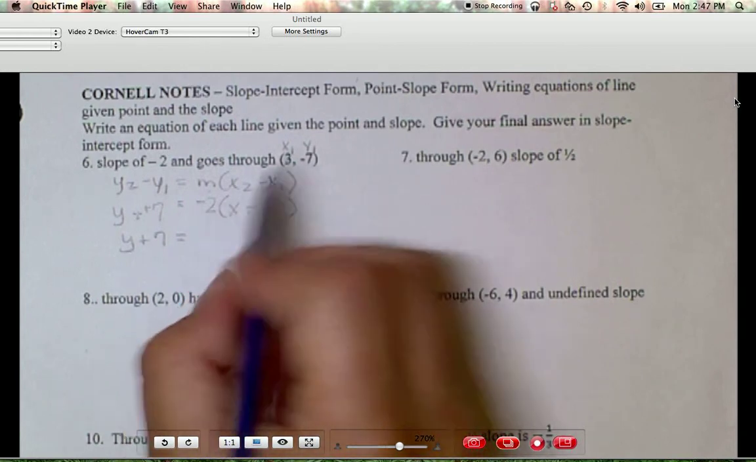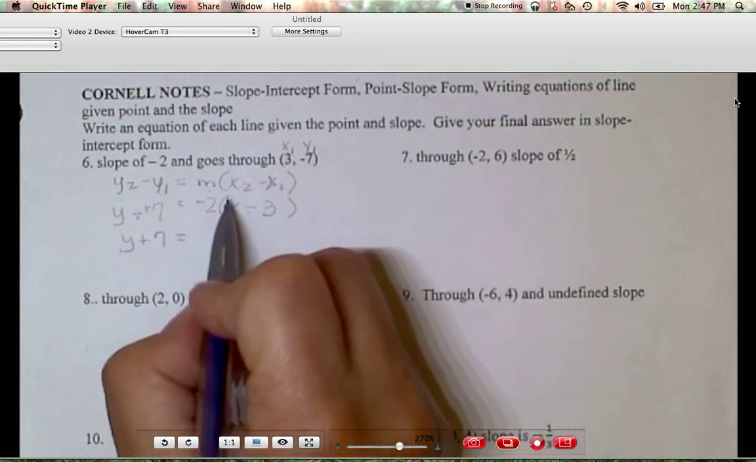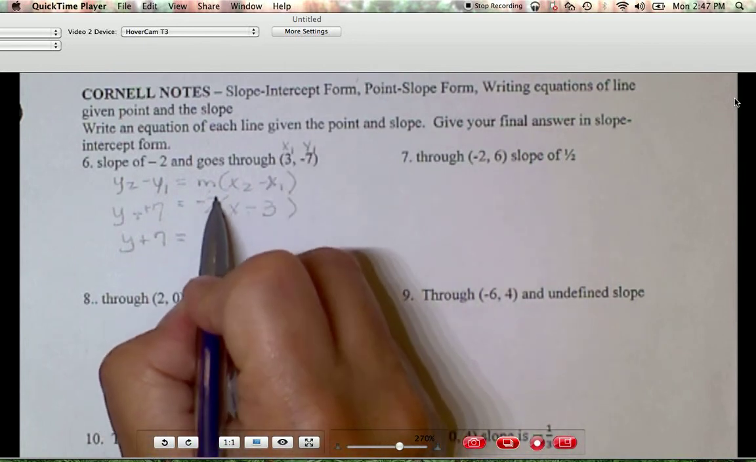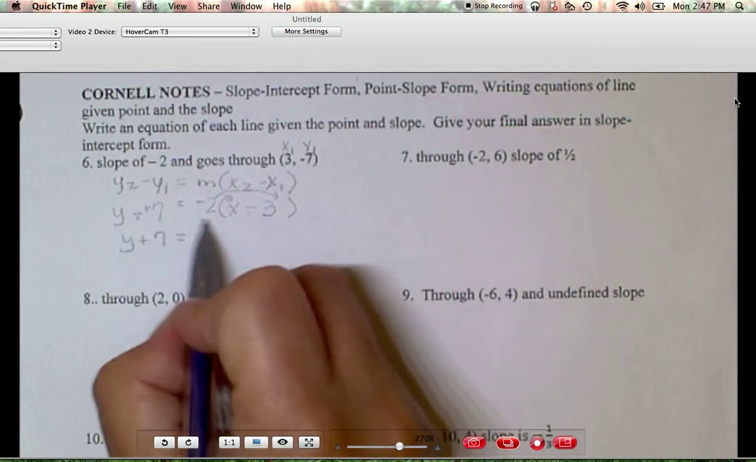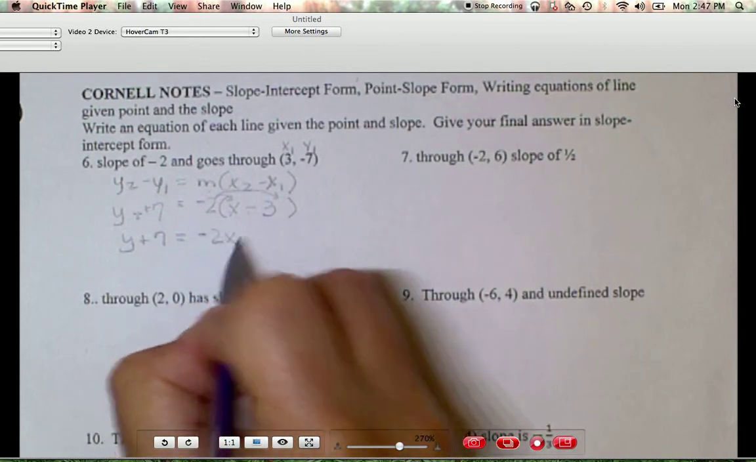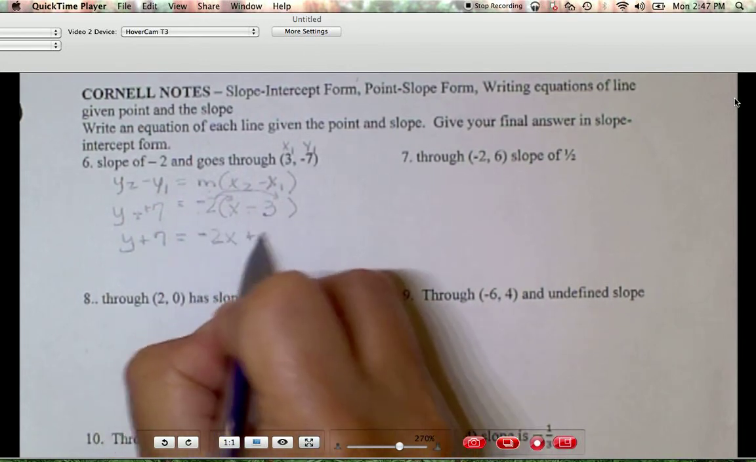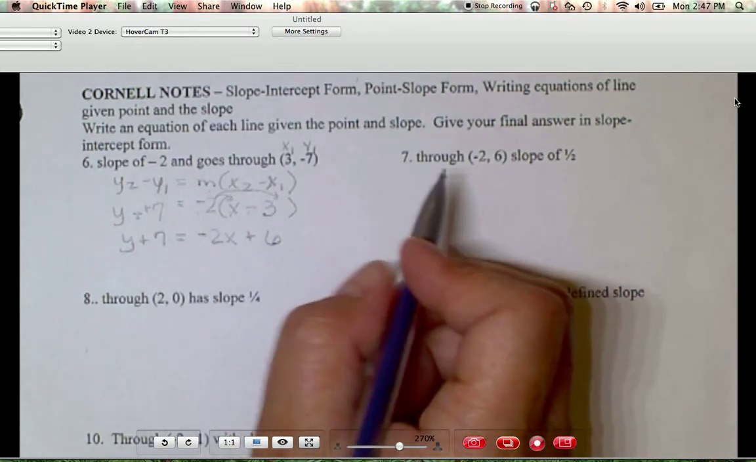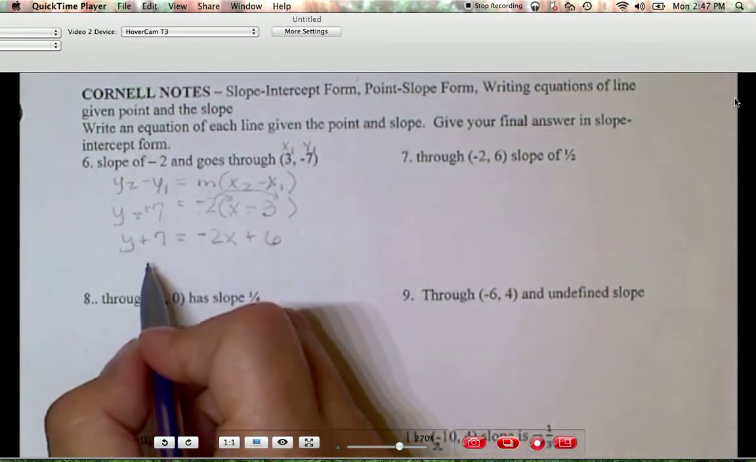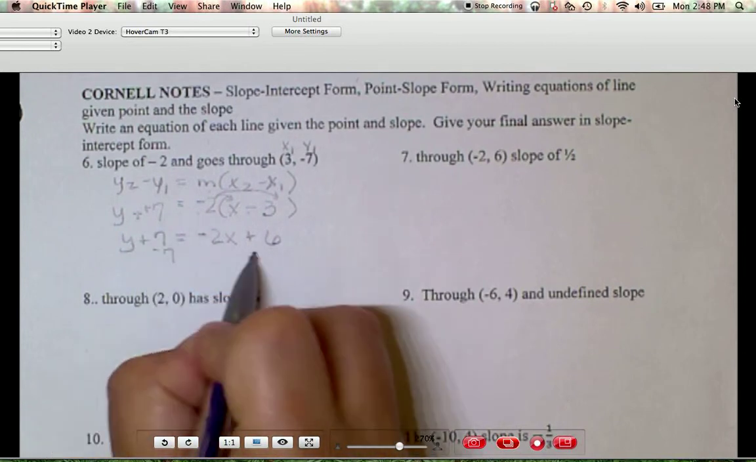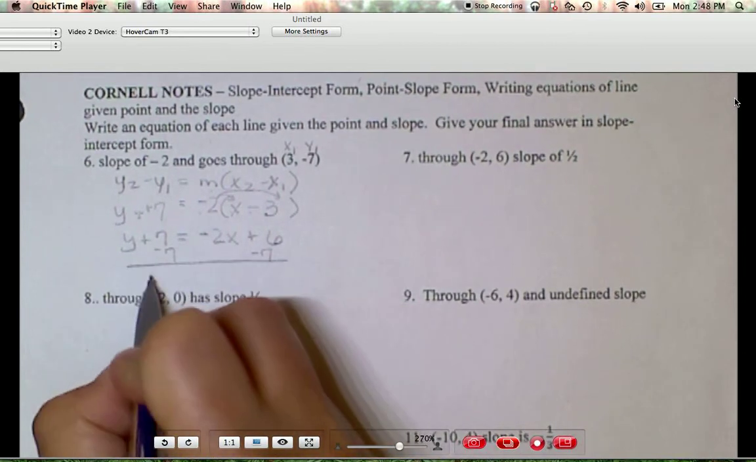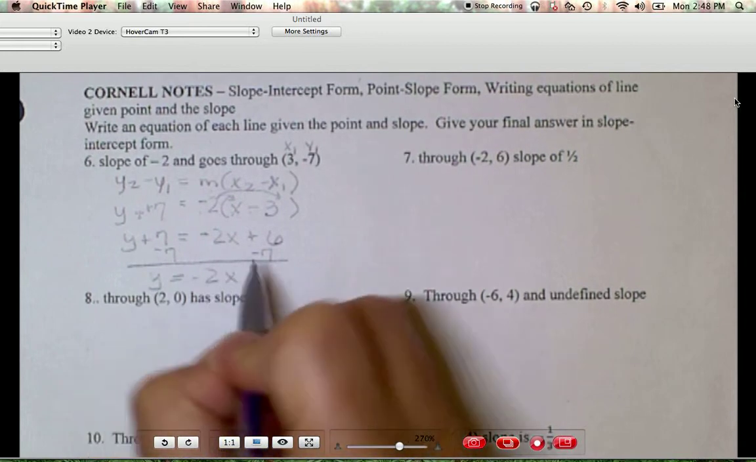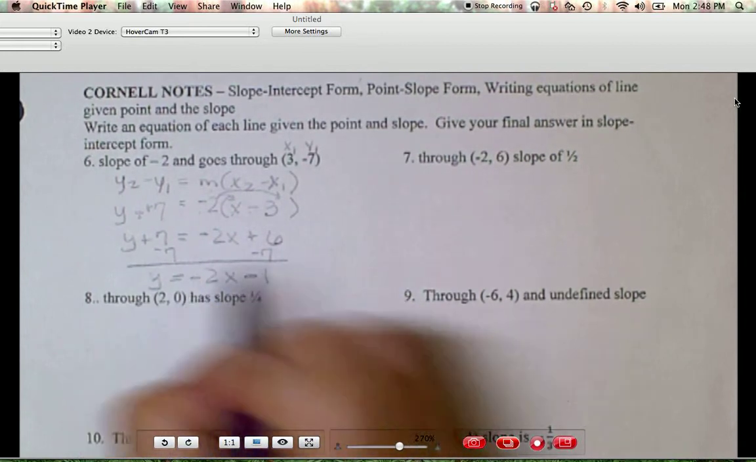But in order to put this in slope-intercept form, we need to get rid of these parentheses, so we'll distribute this -2, which gives us -2x, and -2 times -3 will give us +6. We still have not solved for slope-intercept form because we have to get y alone. So we subtract 7 from both sides, and we get y equals -2x minus 1.